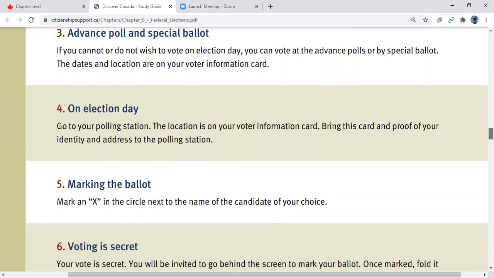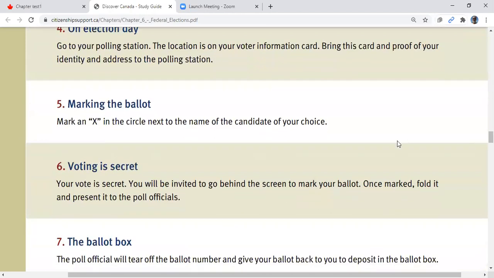And then Manal, you get an easy one. Okay, can you do number 5, Manal? Yes, please. Marking the ballot. Mark an X in the circle next to the name of the candidate of your choice. Yeah, very good.